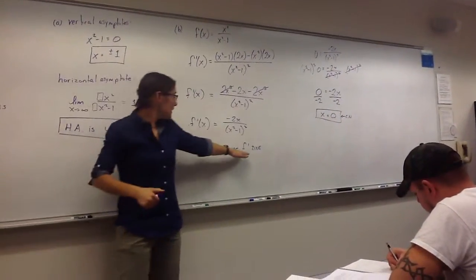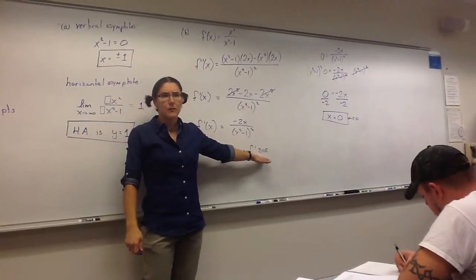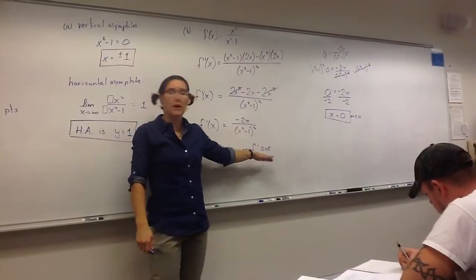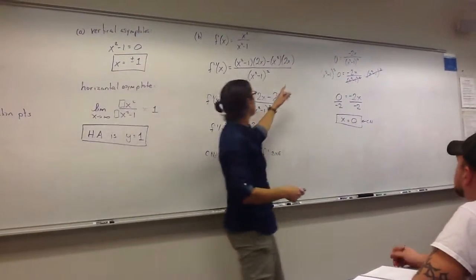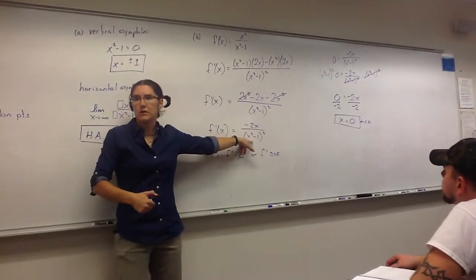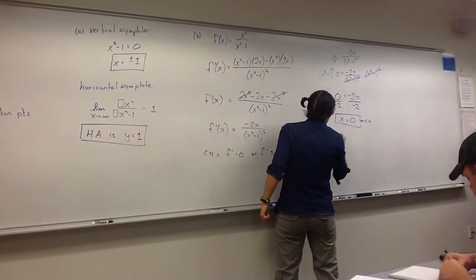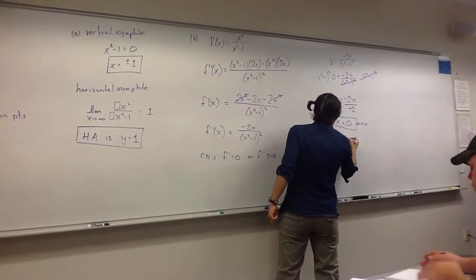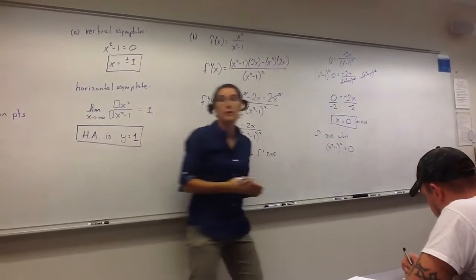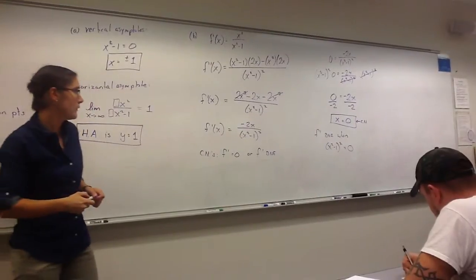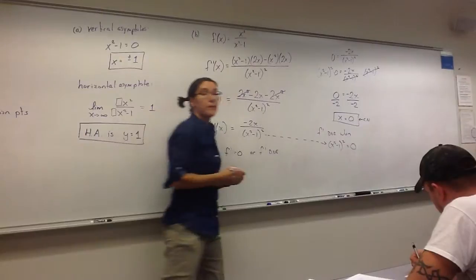Now, the other possibility of having a critical number, and we didn't have to worry about this when all we had were polynomials, but now that we have a rational function, we have to think about, okay, when might f prime not exist? And f prime will not exist when the denominator is equal to 0. That's really the biggest issue. And so f prime does not exist when x squared minus 1 quantity squared is equal to 0. In other words, when our denominator is equal to 0.